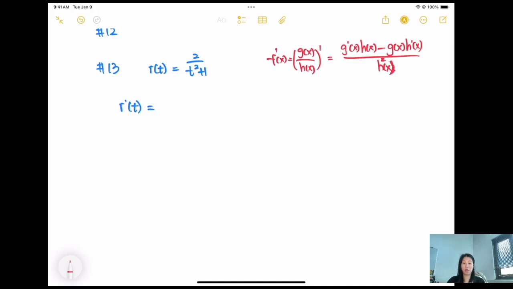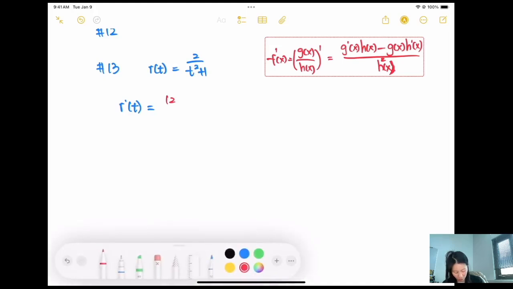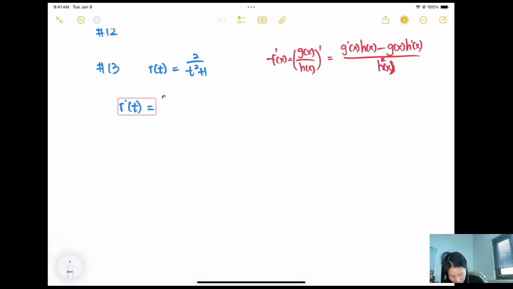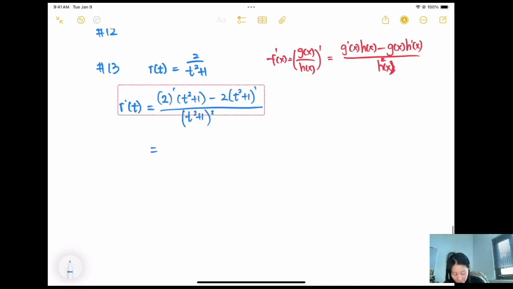So here's the quotient rule that we need to apply in these questions. I have 2 derivative times t squared plus 1, minus 2 times t squared plus 1 derivative, and then t squared plus 1 squared. When you simplify it, it's not hard because 2 derivative equals 0. Everything multiplied by 0 gives you a 0.